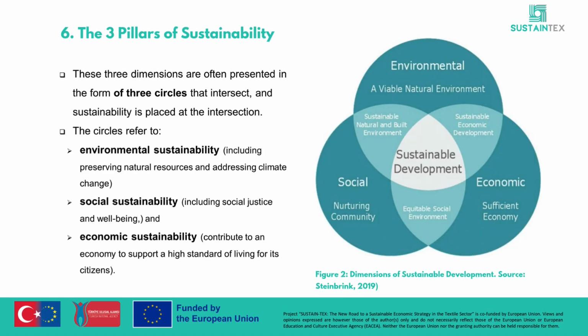These three dimensions are often presented in the form of three circles that intersect, and sustainability is placed at the intersection. The circles refer first to environmental sustainability, which includes the preservation of natural resources while addressing climate change. Second, it refers to social sustainability, which includes social justice and well-being. And finally, the economic sustainability that contributes to an economy that supports a high standard of living for its citizens.